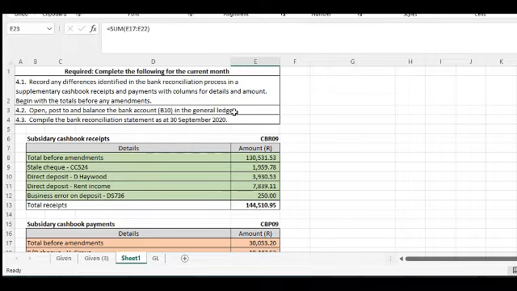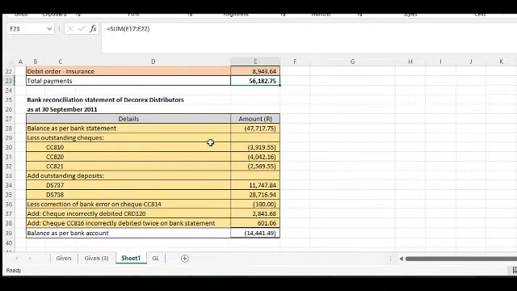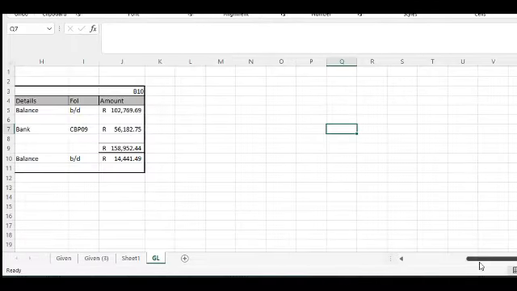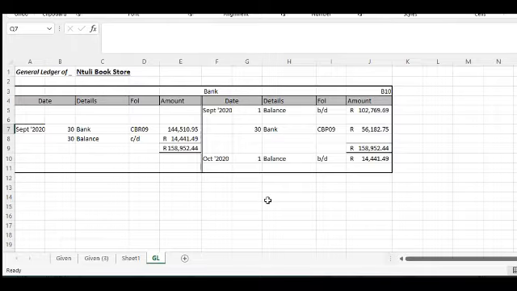Now, if we go and look here, it says first that we must open, post, and balance the bank account in the general ledger. And then we compile the bank reconciliation statement. Okay, so here I was looking at the bank reconciliation statement first, and I did the GL on the next sheet just because it was easier to do it. But let's do it in the order that we are told to do it.